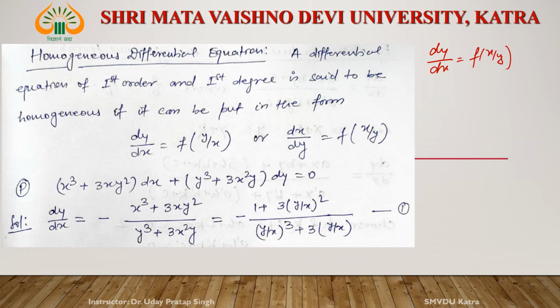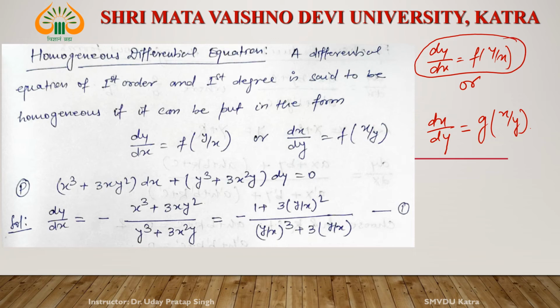If y is dependent and x is independent, or if x is dependent and y is independent, then this can be written as function of y by x. So dy by dx is equal to function of y by x, or dx by dy is equal to function of x by y. Any differential equation of first order first degree which can be written in this form is known as homogeneous.